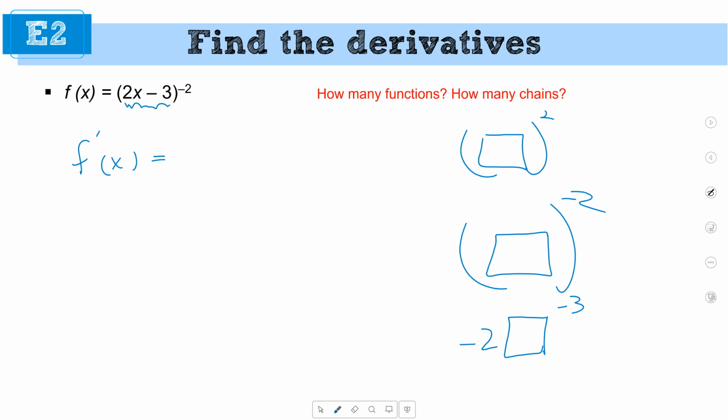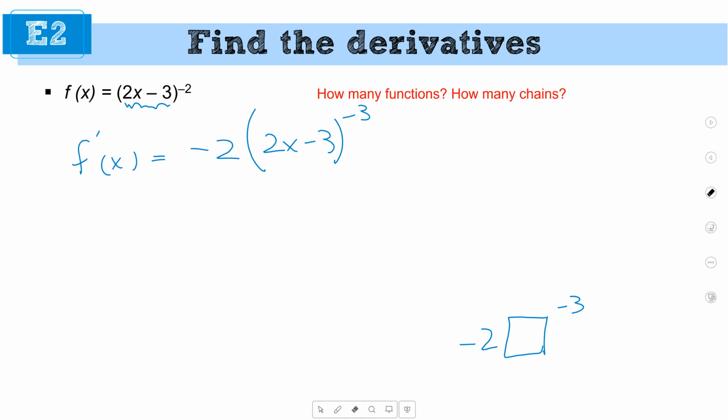We're going to pretend that we don't know what that thing is. We're going to treat that like the box. So as he said, you bring the exponent down, you reduce the exponent by 1. I haven't touched that inner function yet because we're still working with the outer layer of the onion. And because he told us there's two functions, how many chains? One. Okay? Dexter, what's the derivative of 2x minus 3? It's 2. Well done.